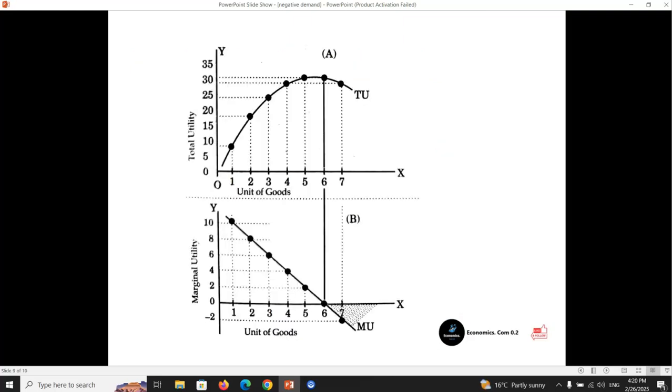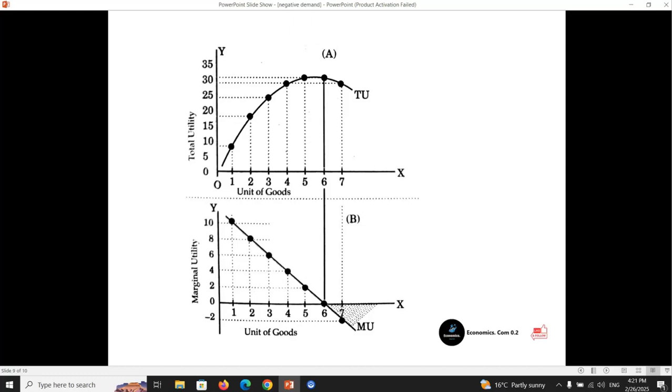Let's move to the graph. This is the graphical representation of diminishing marginal utility, which is built on the table from the previous slide. This graph is crucial in understanding why demand decreases as consumption increases, and how consumers make rational decisions based on their satisfaction level.